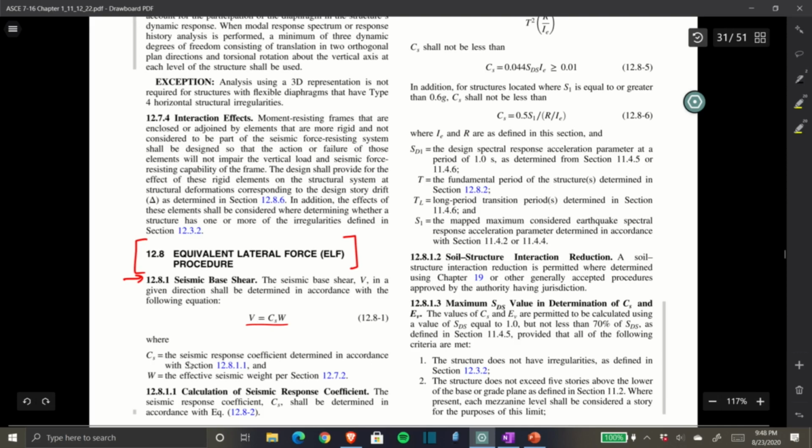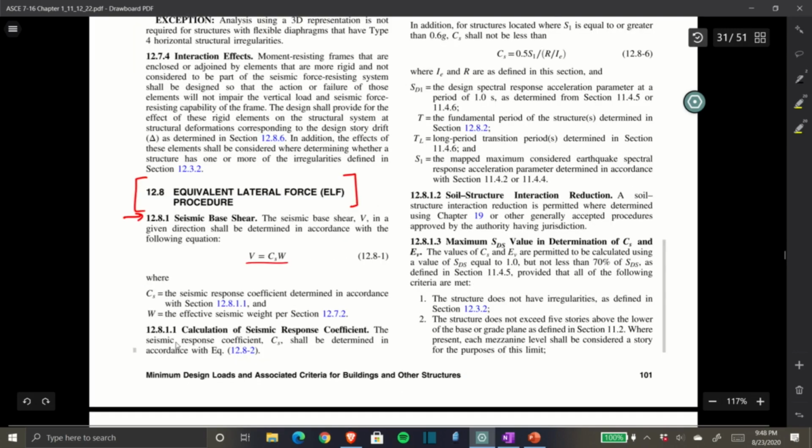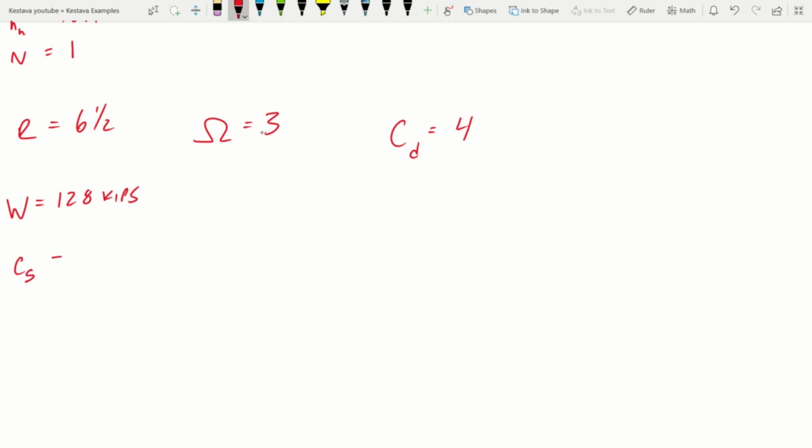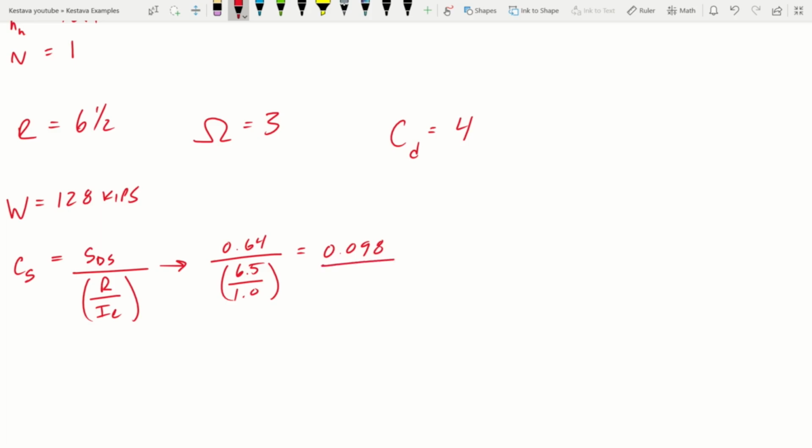We need C sub S, which is the seismic response coefficient determined in accordance with 12.8.1.1. Which is right below, obviously. So the seismic response coefficient C sub S shall be determined in accordance with equation 12.8-2. If we scroll up here, 12.8-2, this is your C sub S value. So it's S sub DS over R divided by your importance factor. And R, we know, is the response modification factor that we found from the large table based on our seismic force resisting system. So let's solve for that. So C sub S equals S sub DS over R over I sub E. S sub DS is 0.64, R is 6.5, and I is 1.0. That's going to get us 0.098 as our C sub S.